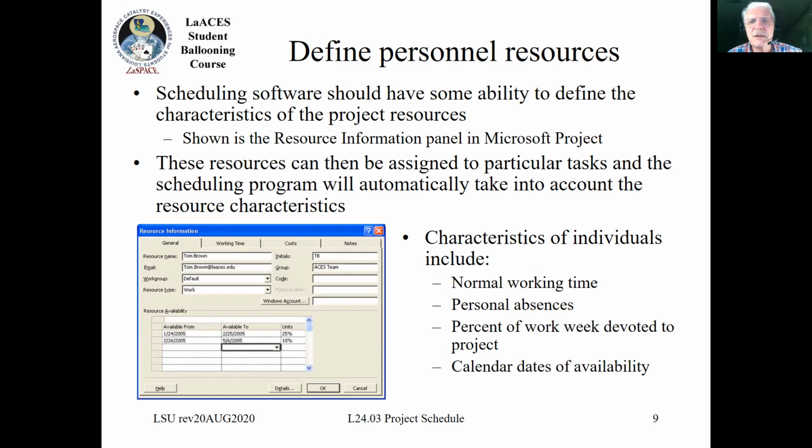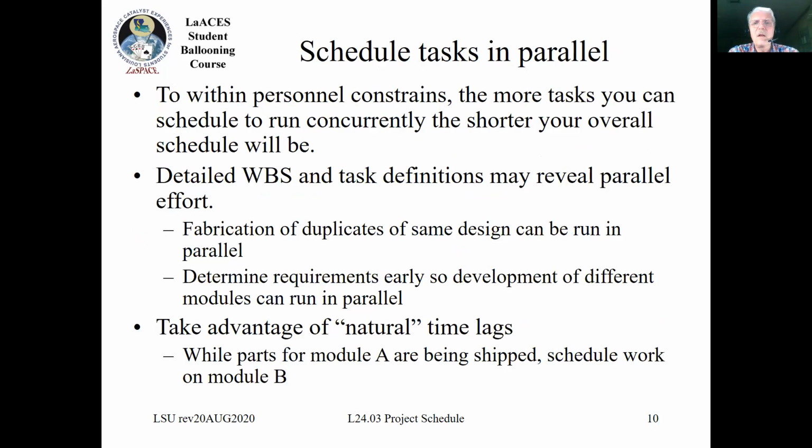Personnel characteristics are an issue for Microsoft Project. We won't go into that in a lot of detail. We've talked several times about trying to keep your scheduled tasks in parallel as much as you possibly can. Your WBS and task definitions, well, if you've done it right, will probably reveal which types of tasks could be done in parallel. Somebody might be working on software design and development while another person is working on mechanical design and development. Those could be run in parallel.